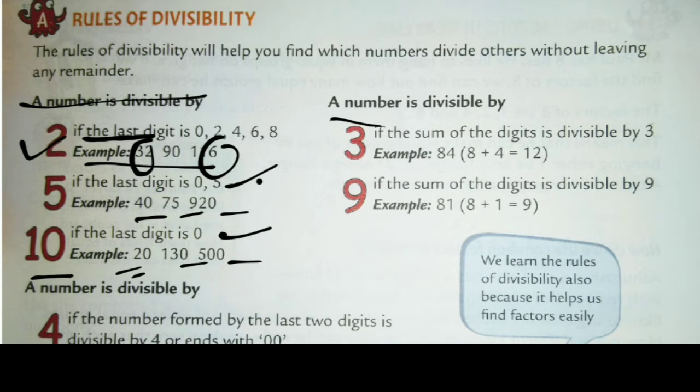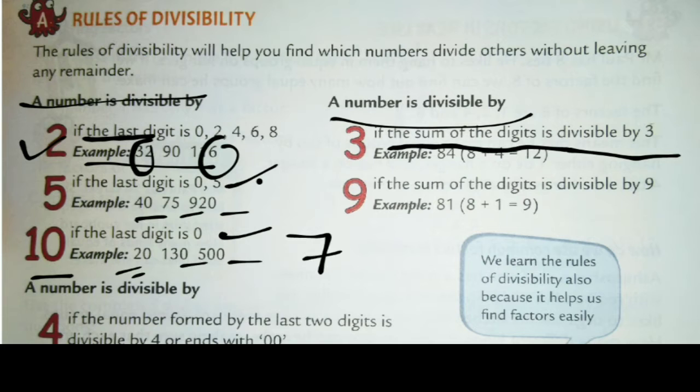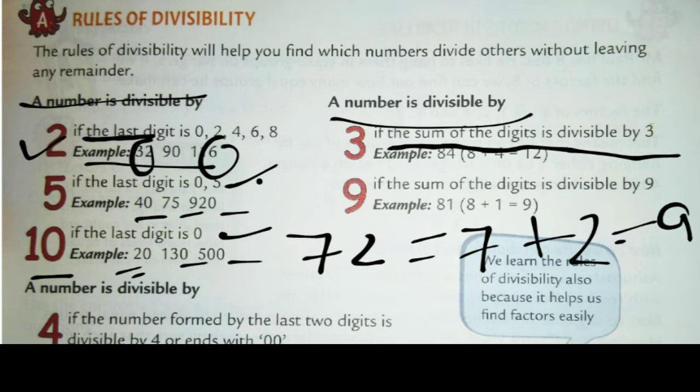Next, a number is divisible by 3 if the sum of the digits is divisible by 3. For example, 72. 72 means 7 plus 2. It means 9. Does 9 come in the table of 3? Yes. One more example is given here, that is 84. 84 means 8 plus 4. It means 12. So is 12 coming in the 3 table?